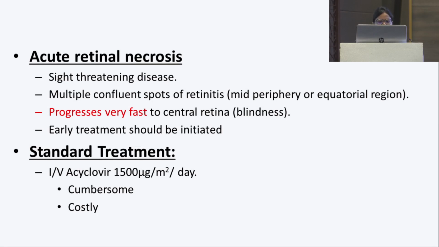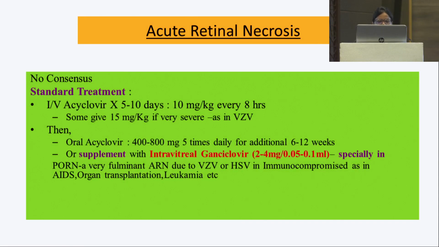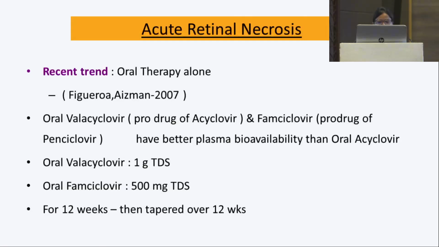Now coming to the treatment, the standard treatment is giving intravenous acyclovir for 5 to 10 days. The dose is 10 mg per kg every 8 hours. And then adding oral acyclovir of 400 to 800 mg 5 times a day for around 6 to 12 weeks. We can also add intravitreal ganciclovir, especially if there is severe vitritis or the optic disc is getting involved. The dose is 2 to 4 mg per 0.05 to 0.1 ml.